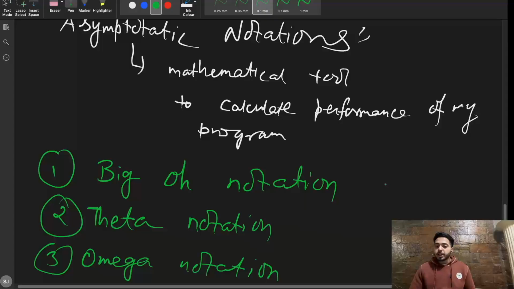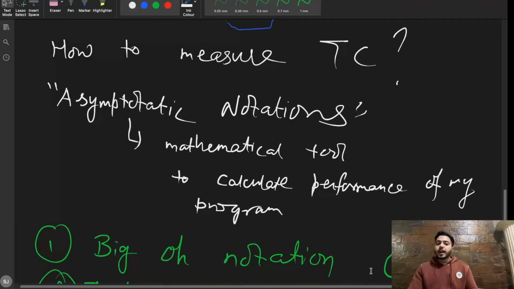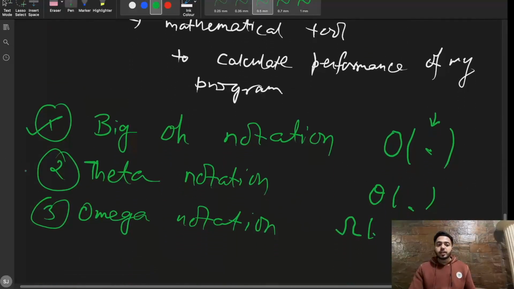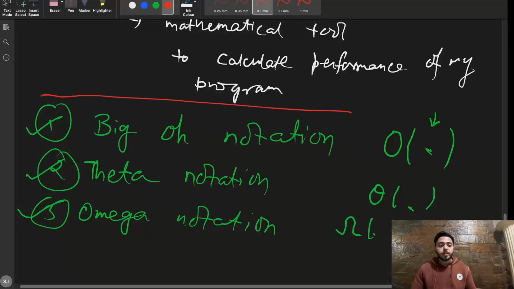Now big O is my big O and parenthesis, and what I write in this parenthesis we will discuss. Big theta is my theta and then parenthesis. Big omega is my omega and then parenthesis. And what we write in this parenthesis we'll see shortly. But hope it is clear that we measure time complexity using asymptotic notations, and there are three: big O, theta and omega. The most widely used asymptotic notation, which you will use in competitive programming and in your interview too, is big O notation.